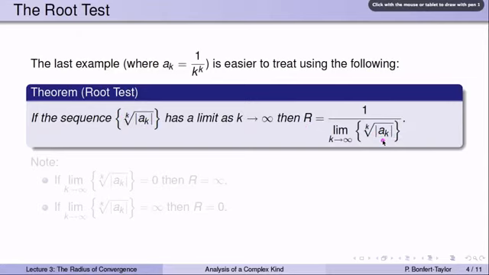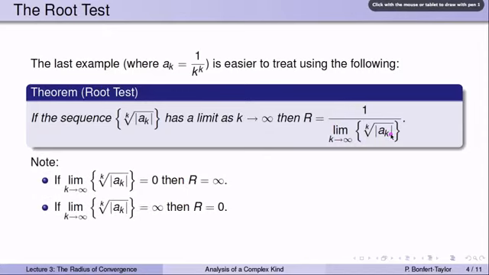So what if this limit is equal to 0? If the limit is equal to 0, then we say the radius of convergence is infinity, and if the kth root of the ak's goes to infinity, then the radius of convergence is 0. So this is how this is supposed to be read. Let's look at some examples again.